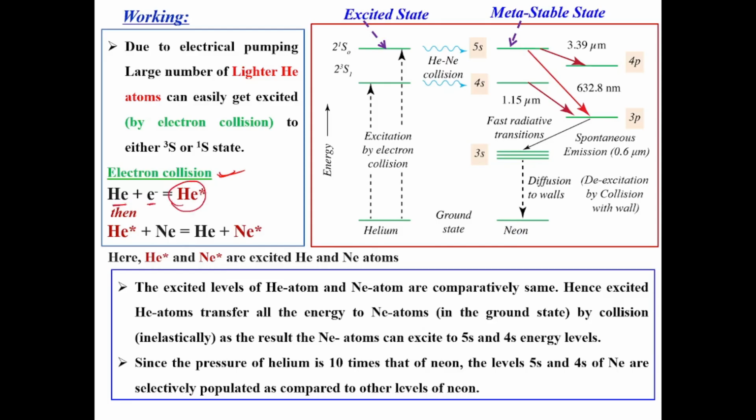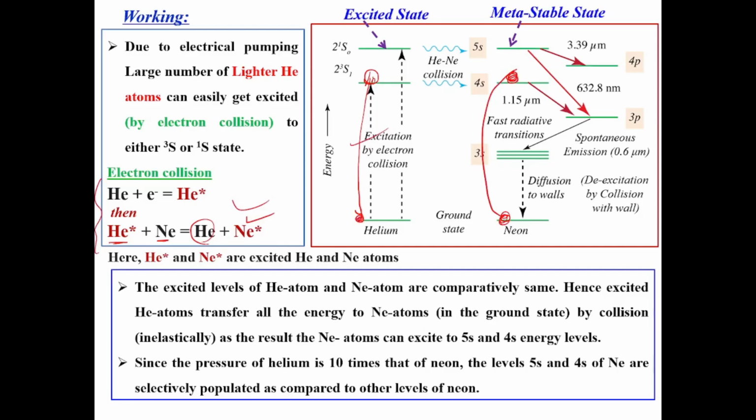This star symbol represents the excited helium atom. So here, helium excited, like this. Now this excited helium atom transfers its energy to neon by collision, the helium atom will transit to the ground state, and the corresponding neon atom will be excited to the 4s level. This reaction tells about this dynamics.